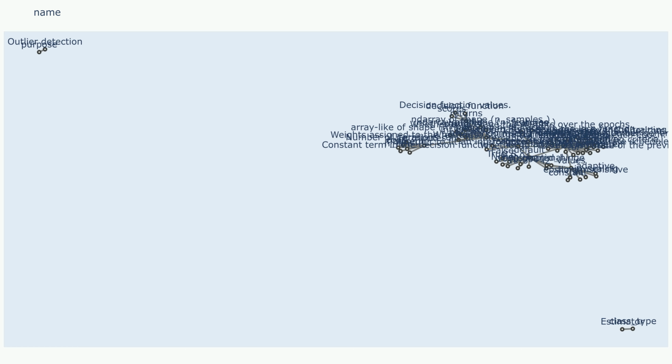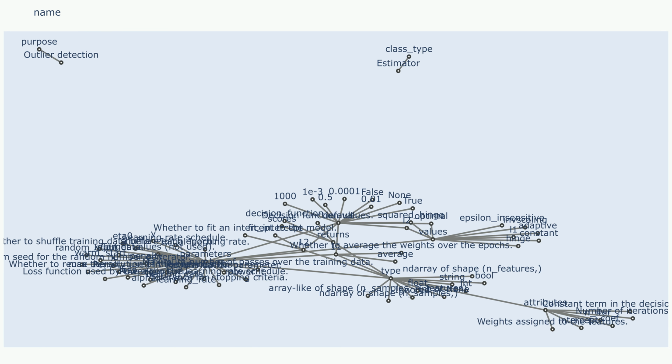Understanding sklearn linear model SGDOneClassSVM. SGDOneClassSVM is a powerful outlier detection algorithm within the scikit-learn library. It's a variation of the classic support vector machine, SVM, algorithm tailored specifically for anomaly detection. Let's break down its core functionalities, key parameters, and how it operates.